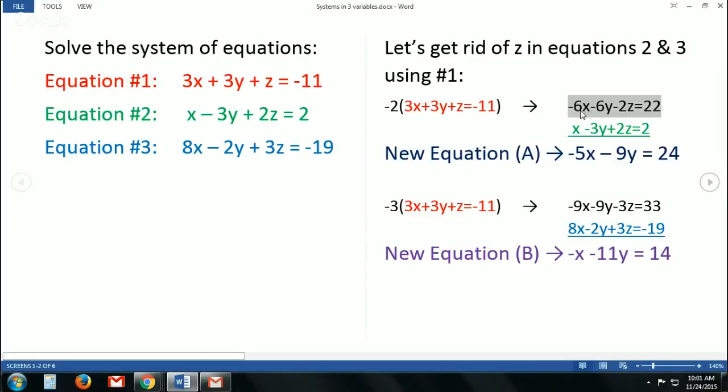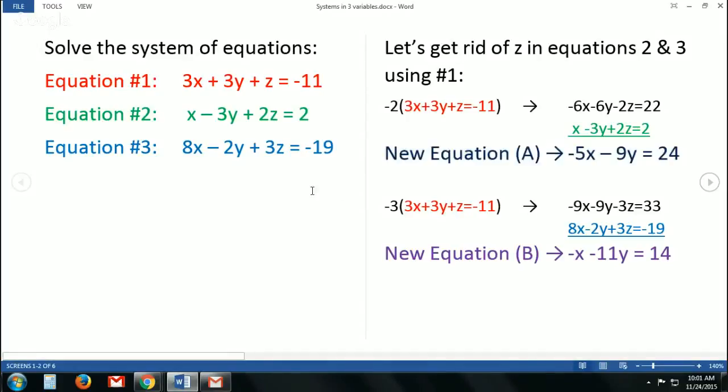Let's do minus 6x plus x. That gives me minus 5x. Minus 6y minus 3y gives me minus 9y. And 22 plus 2 gives me 24. Notice that in this new equation that we've created, there's now no longer a z. That was our goal. Let's call this new equation A and set it off to the side. We're going to need it in just a few minutes.